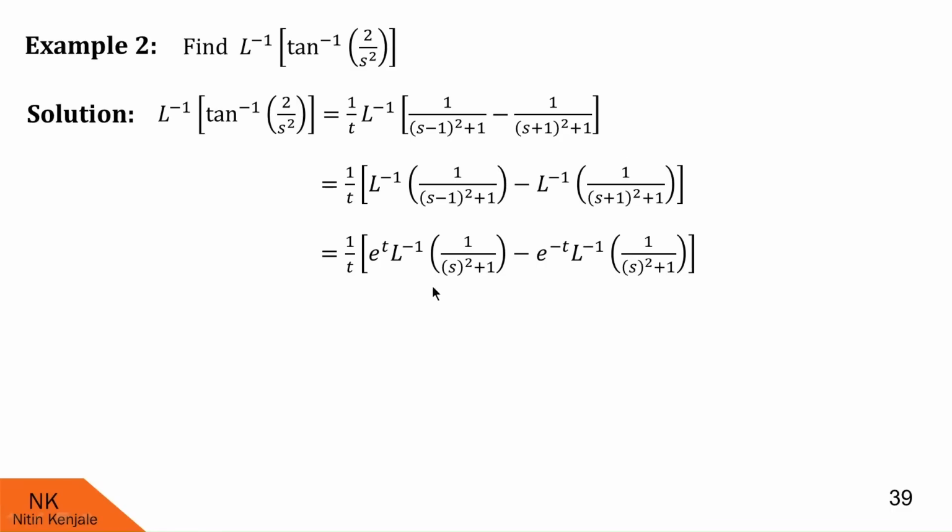Now there is a direct formula for L inverse of 1 upon s square plus 1, which is sin t. So we replace these two terms by sin t in this way. Now sin t is common. You can take it out and further simplify or reduce it. But we can declare that this is inverse Laplace of tan inverse of 2 upon s square. I hope guys you understood this solution.